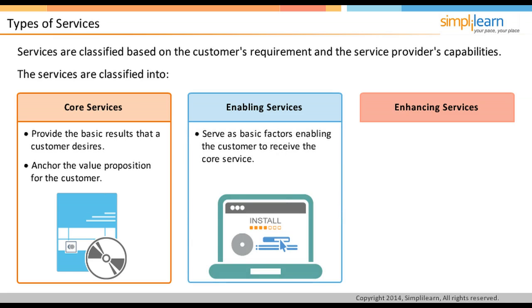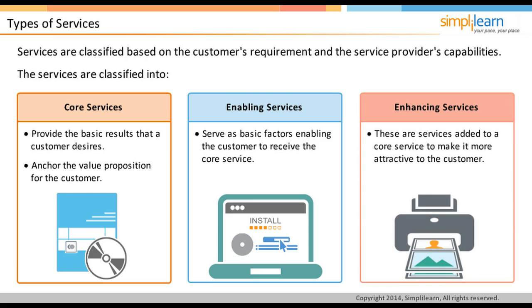Enabling services are required to deliver a core service. They serve as basic factors enabling the customer to receive the core service. Customers do not perceive an enabling service as a service in its own right. Also, the service may not be seen by the customers. Enhancing services are the services added to a core service to make it more appealing to the customers. They are not vital to the core service delivery and are added to it as excitement factors, which will encourage customers to use the core service often.